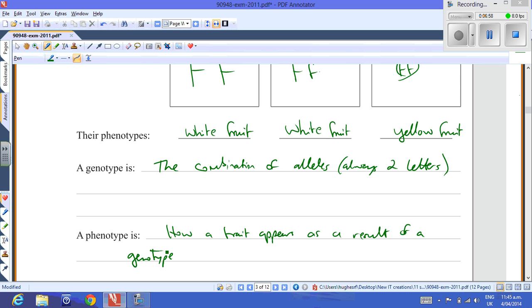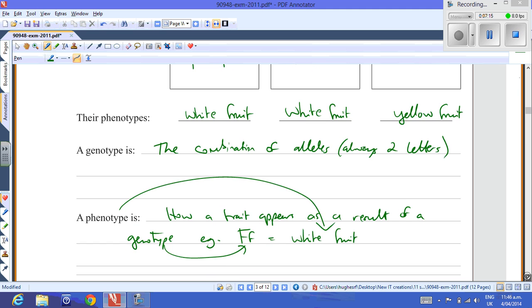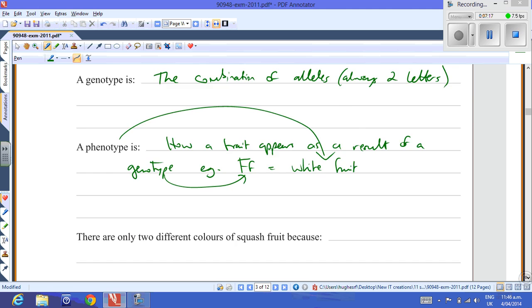So in our example, the genotype would be large F, small f. That's the genotype. And then the phenotype would be white fruit. So genotype, large F, small f; phenotype, white fruit. Okay, and then we continue with the exam questions, to see what else they can ask us.